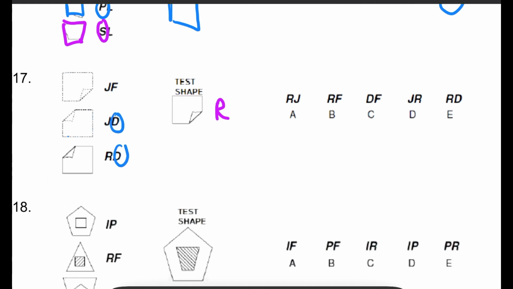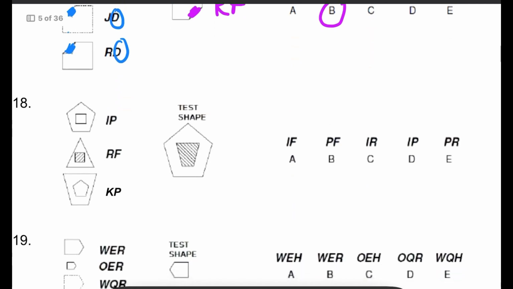These two both have a D as the second letter, and they both have the fold in the top left corner, whereas the test shape has the fold in the bottom right corner, same as this one. So the second letter here was an F, so we know the second letter here will also be an F. So the answer is B, RF.